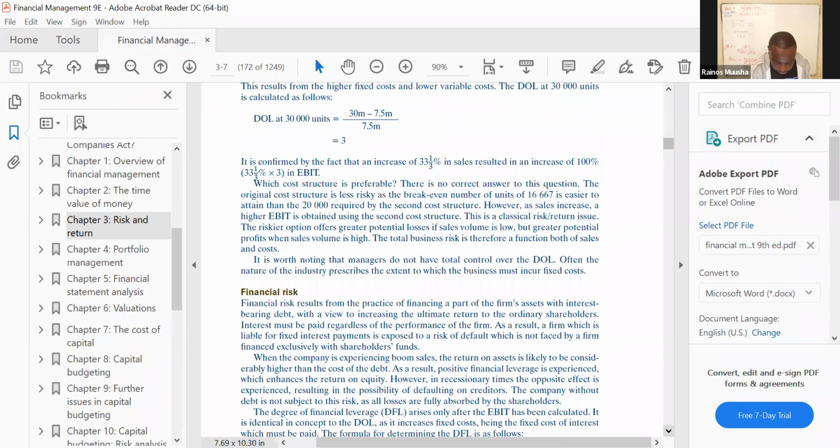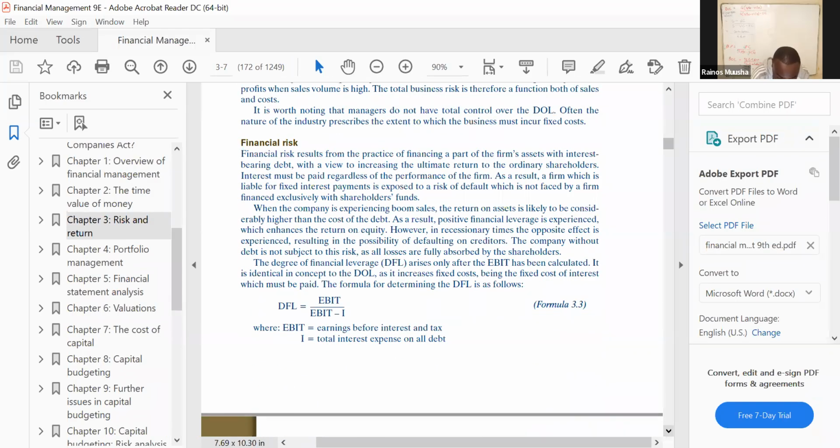Here they say it is worth noting that managers do not have total control over the degree of operating leverage. Often, the nature of the industry prescribes the extent to which the business must incur fixed costs. So it's not all the time that the company is going to be in control of the degree of operating leverage.